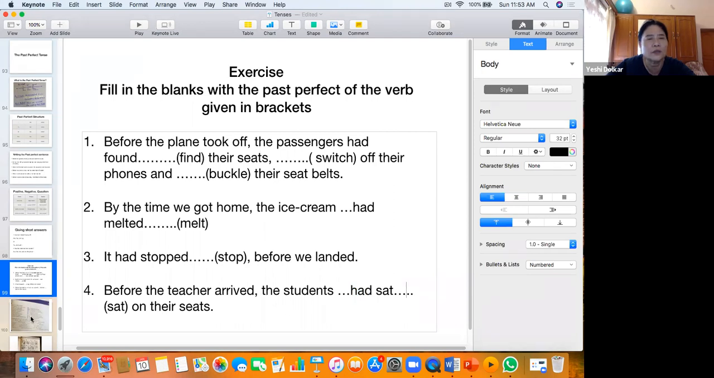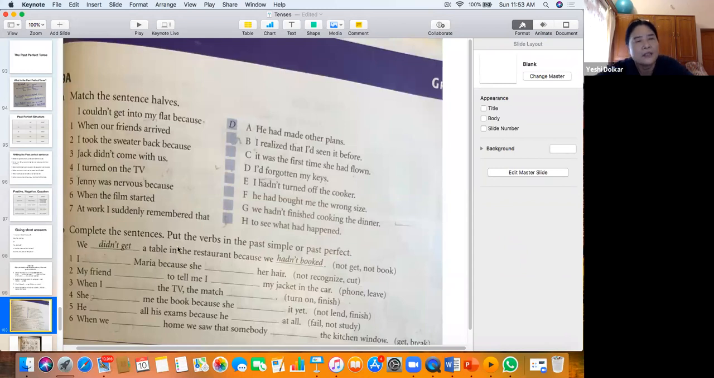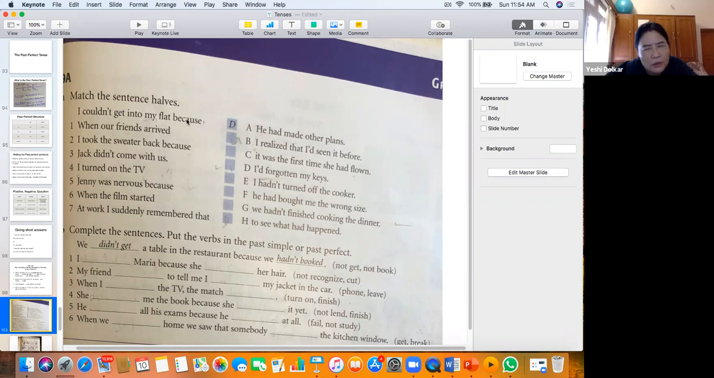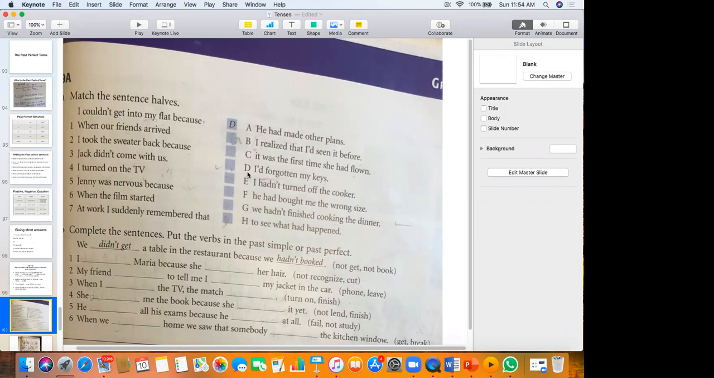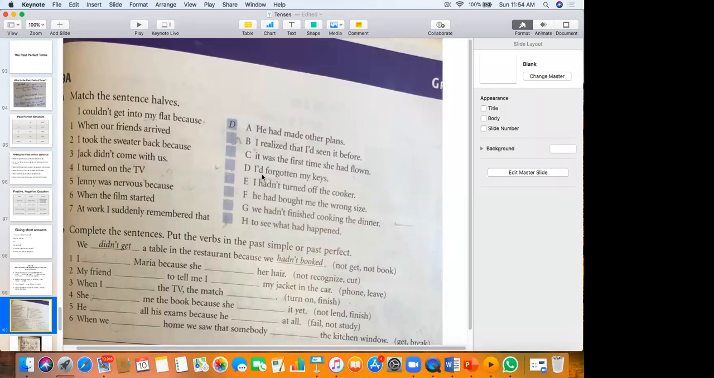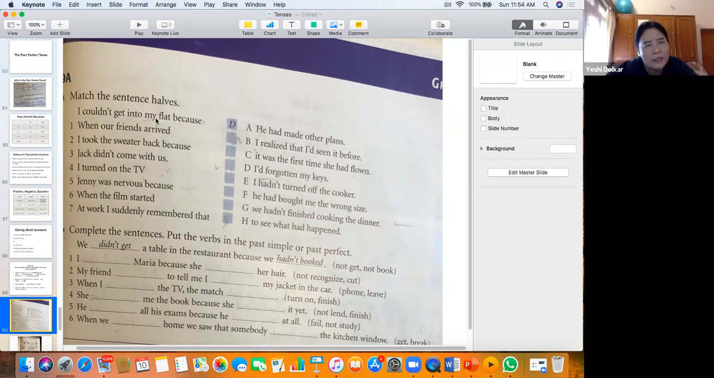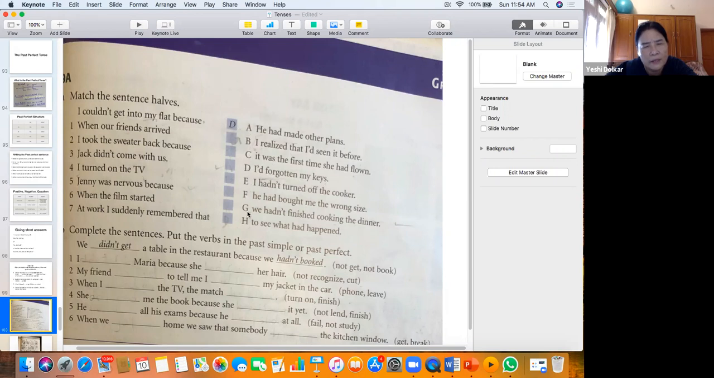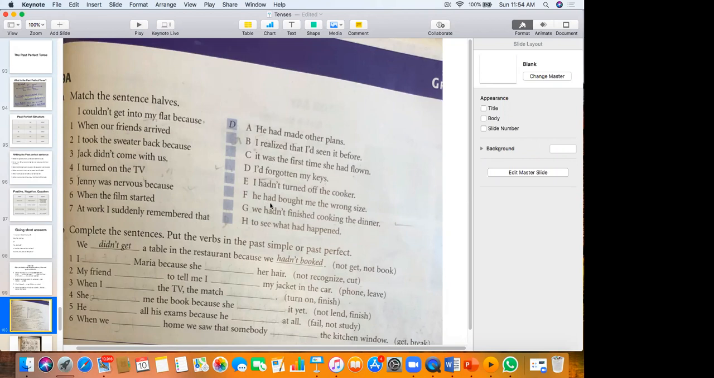Now we have some exercises for you. Match the sentence halves so that you have half the sentence here and you have the other half over here. Okay. So you have to match these sentences with the other half here. I couldn't get into my flat because I'd forgotten my keys. So it's D. A, B, C, D, E, F, G, H, all right? So match these. When our friend arrived. The second half.